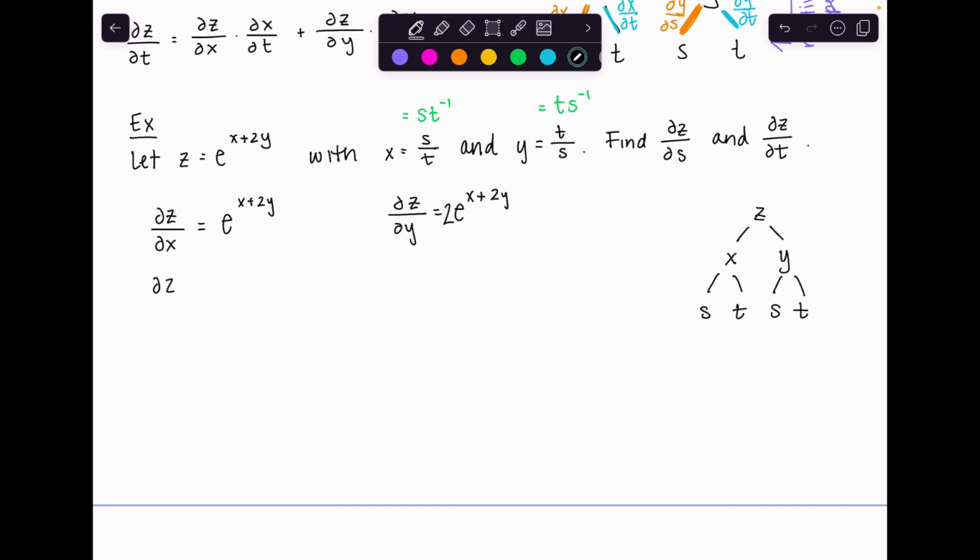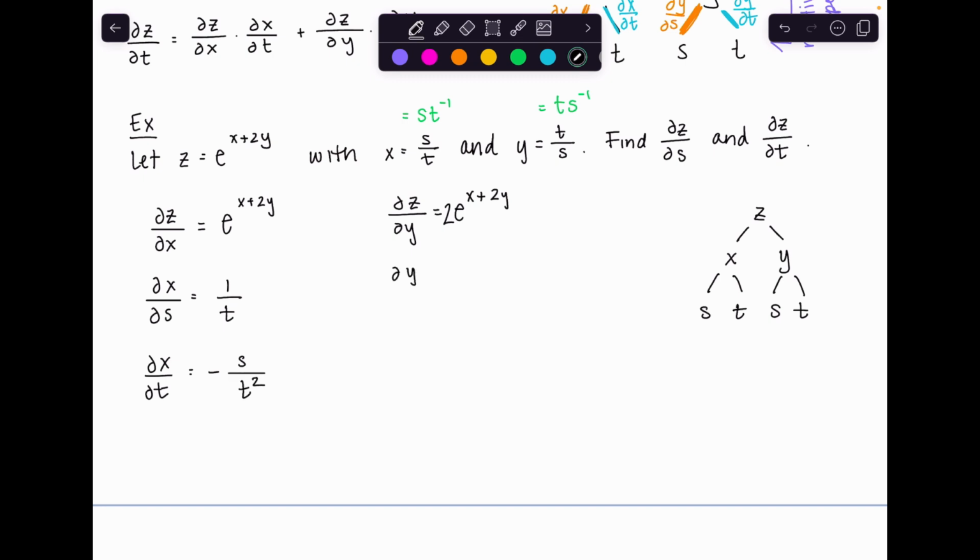If I start with the partial of x with respect to s, well, that's s divided by t. So really you just get 1 over t because the derivative of s is 1. If I take the derivative with respect to t, that's where I'm going to have to use my power rule. So bringing the negative 1 down, decreasing that power by 1 gives us negative s over t squared.